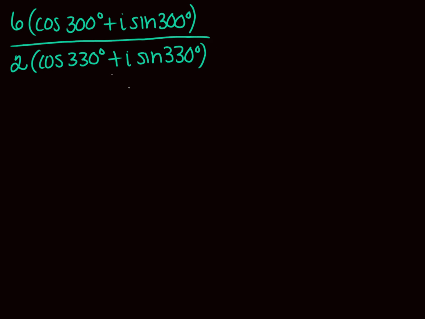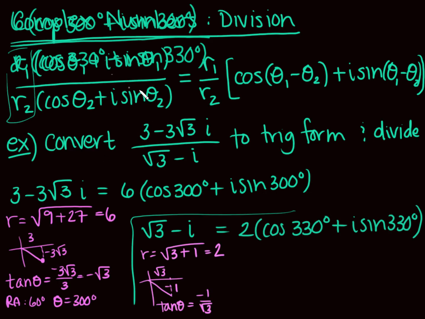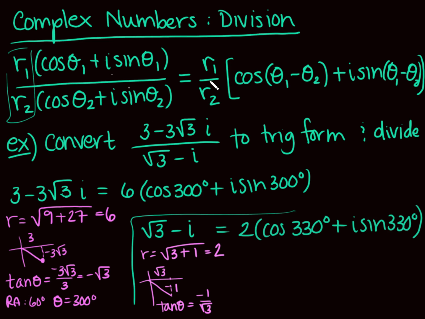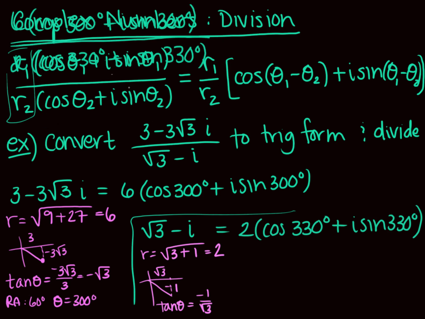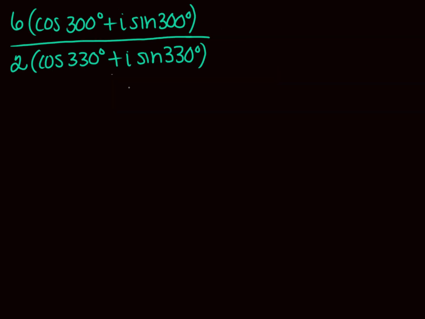So, okay, let's look back at what my division rule was. So I'm going to divide the r's, and then what am I going to do to the angles? I'm going to subtract them. Okay, and then I'll simplify. So I'm going to divide the r's. So this is 6 over 2. I know that's 3, but we're just showing all my steps here, okay? So I'm going to do this down here. 6 over 2, sorry.